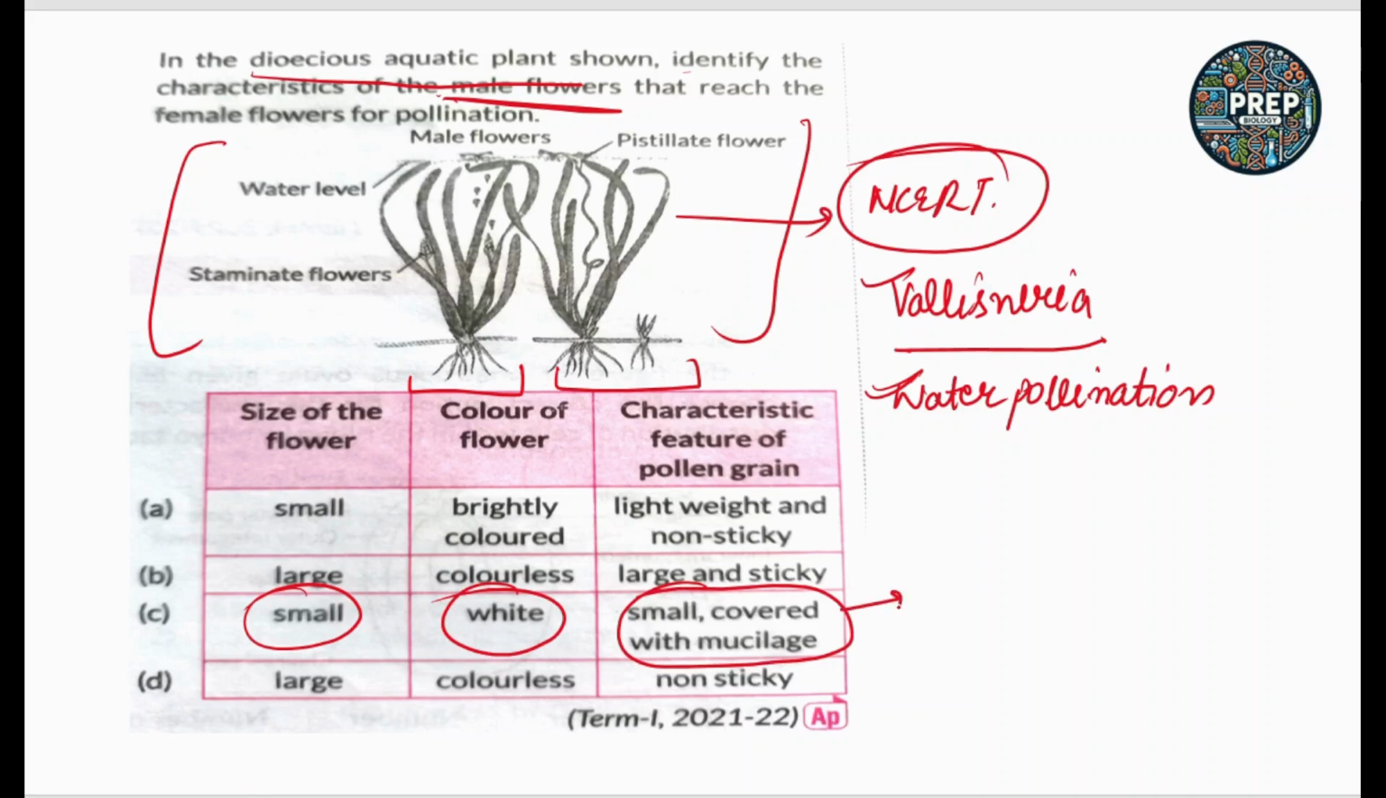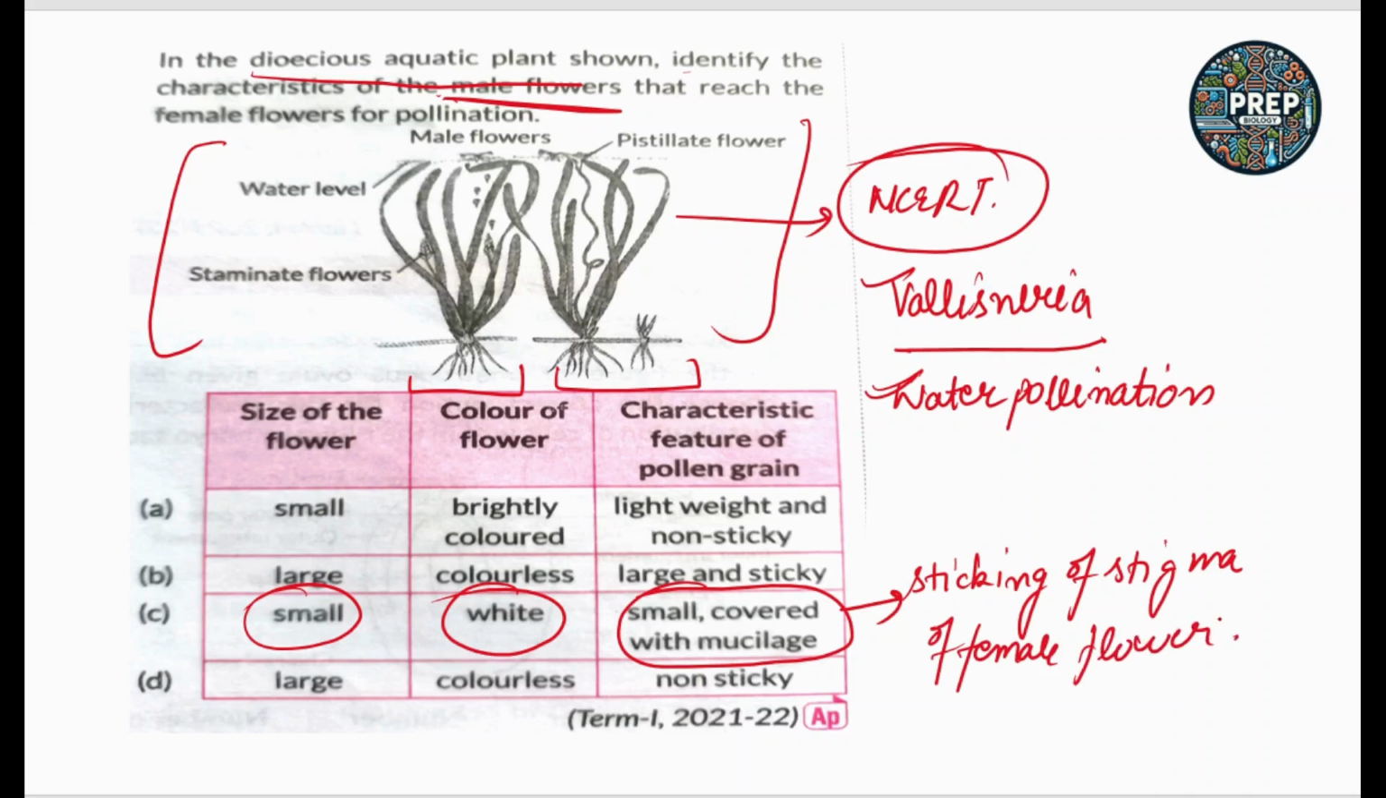Why is it covered by the mucilage? Because of the sticking of the stigma of the female flower. Okay, and also it protects them from wetting by water. So that's why it is covered by the mucilage covering. So the answer to this question is option C. The male flower of Vallisneria is small, white, and has a mucilaginous covering. So this kind of question has been asked.